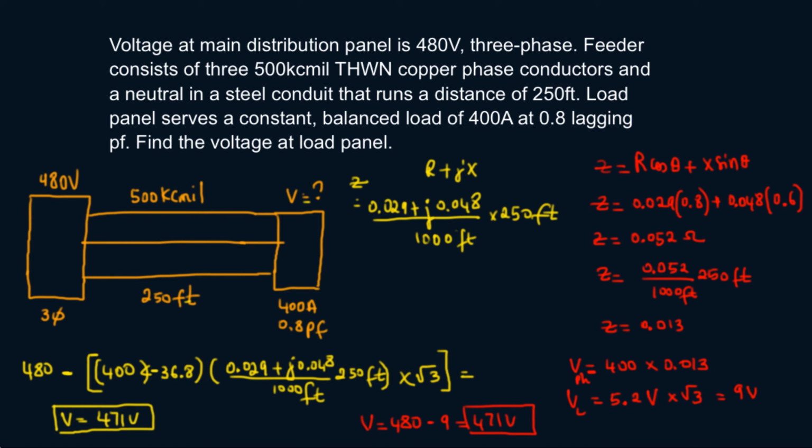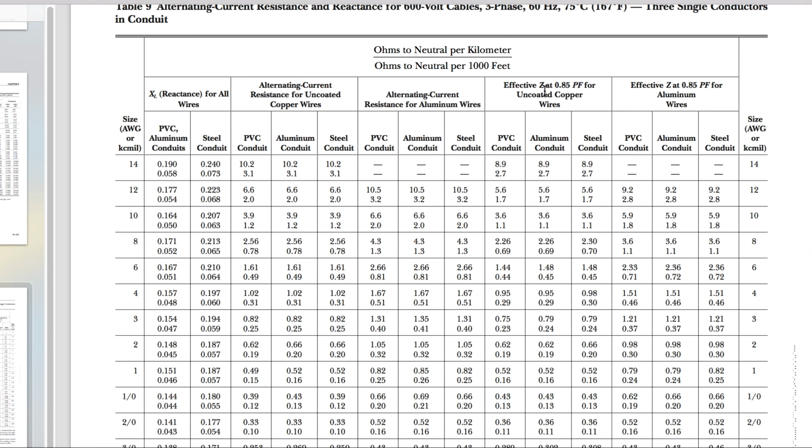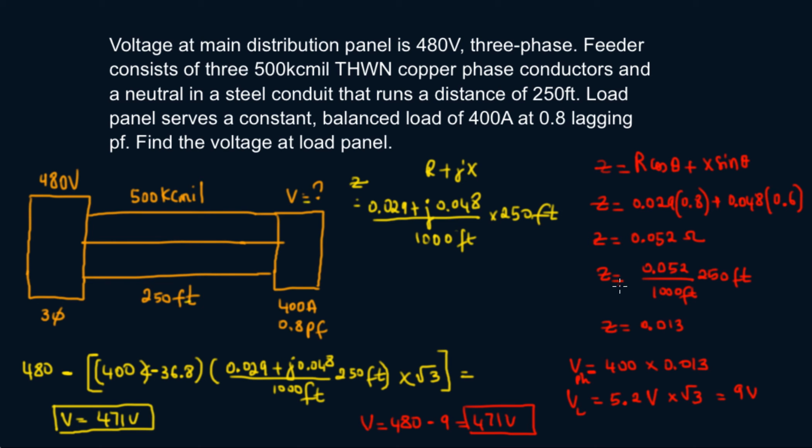Either method works, but if you notice here, sometimes when you're given a power factor of 0.85, the second method works better because you don't have to calculate the impedance. It's already given per the table. You just recognize it and use the impedance value straight from the table.